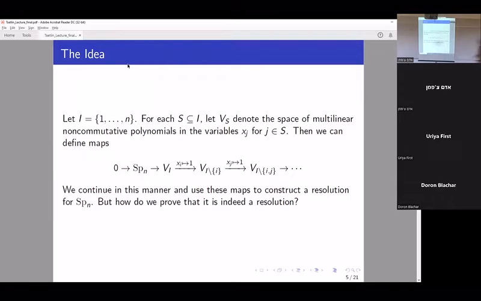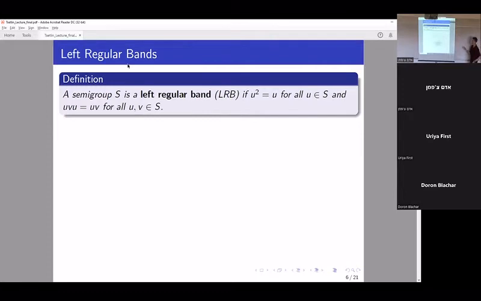Okay, so as with any good mathematical problem, the correct way to prove something is to generalize it and then prove something more general. So what we're going to do is to study a specific kind of semigroups, which are called left regular bands. Left regular bands are semigroups which satisfy these two identities. Every element is idempotent, and also we have this rule: u times v times u is just u times v. So if we have an element twice, we can remove its rightmost appearance.